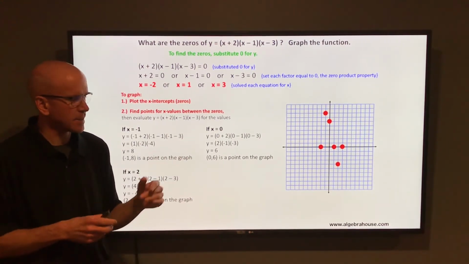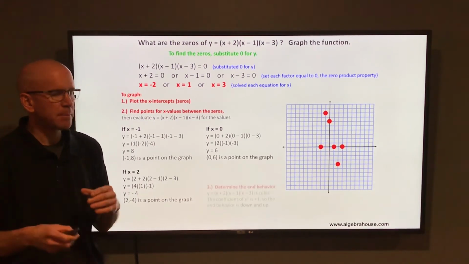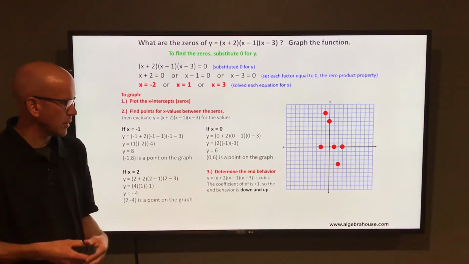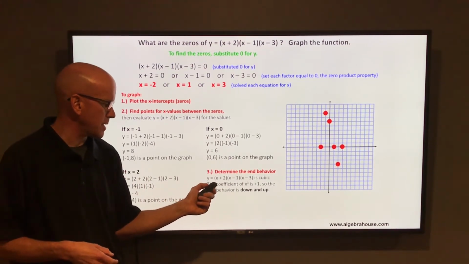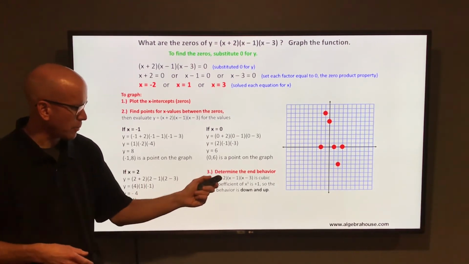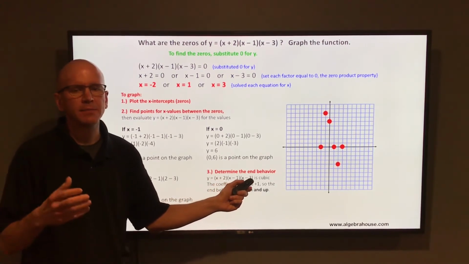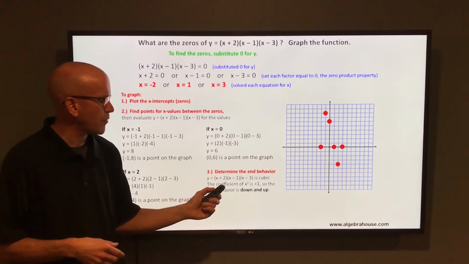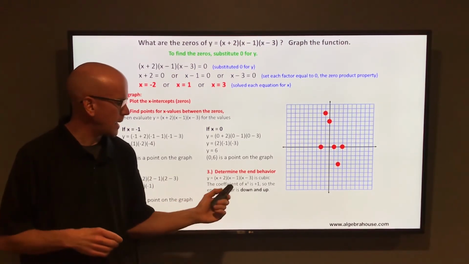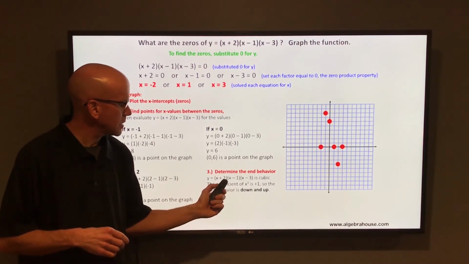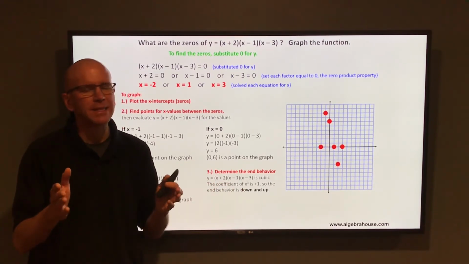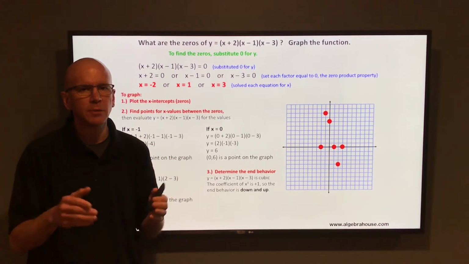You're not sure how to connect those points. Think about the end behavior of the graph. What is it doing on the left side? What is it doing on the right side? So to determine the end behavior, if you multiply x plus 2 times x minus 1 times x minus 3 with the FOIL method and distributive property, you would end up with that leading term being x to the third. Because if you look at these, the x, the x, and the x are all going to be multiplied together to make that leading term. So the leading term is going to be x to the third.